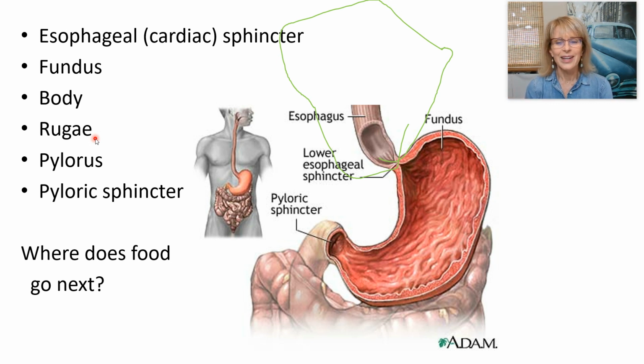Thanksgiving. From the stomach, where does the food go next? The food goes into the small intestine. And what's the name of the first part of the small intestine? Remember DJ ileum, the world's worst DJ? The letter D stands for duodenum.